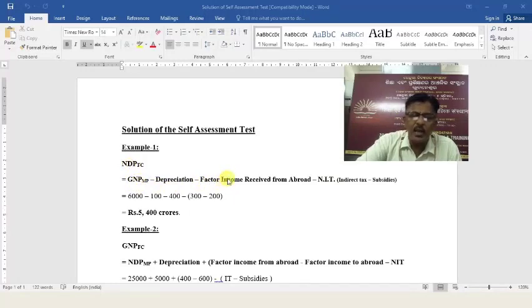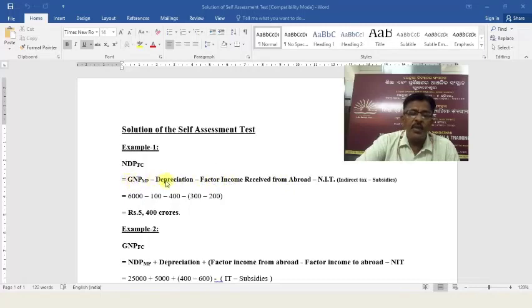NFIA, that is factor income received from abroad. Here in the example it is given. If factor income paid abroad is also there, then you have to do it the other way: factor income received minus factor income paid is NFIA. So here in the example, only factor income received from abroad was given, so it is to be deducted.